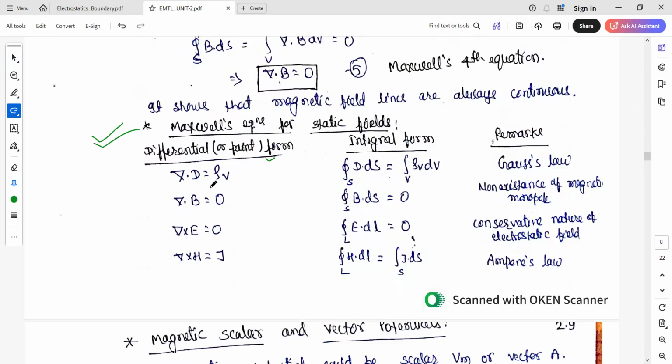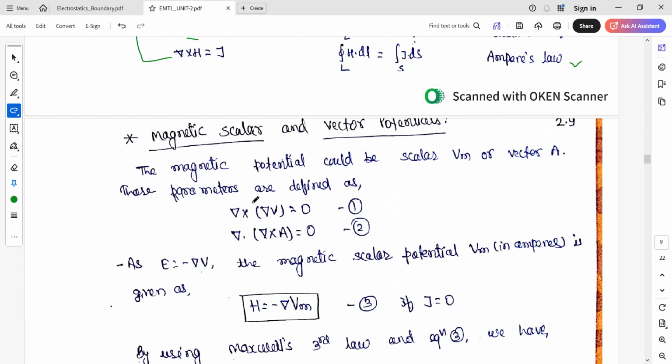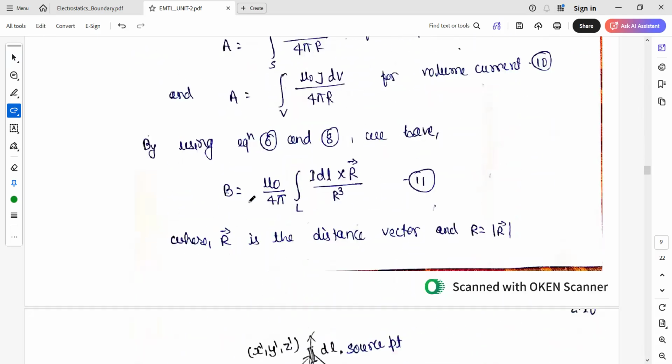So del dot D equal to rho v, we have seen earlier, Maxwell equation, and del cross E equal to 0, and del dot B equal to 0, and del cross H equal to J. So these two are from the magnetostatics, these two are from the electrostatics in the differential form. Similarly, we have the integral form, and how we are getting this is from the Gauss law, and this last one is from the Ampere's law. So this table is very, very important. Okay, Maxwell equations.